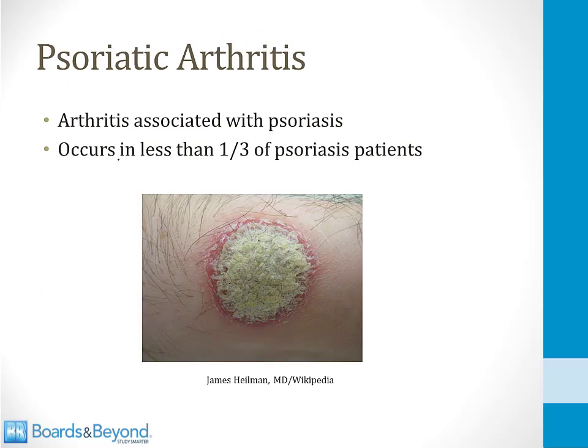Our next seronegative spondyloarthritis condition is psoriatic arthritis, and as the name implies, this condition involves arthritis that is associated with the skin disease psoriasis. This is a psoriatic plaque shown on the screen here. Patients develop many of these plaques on their body when they have psoriasis, and some of them, although it's a minority, less than 1/3 of psoriasis patients go on to develop psoriatic arthritis, which is one form of a seronegative spondyloarthritis.